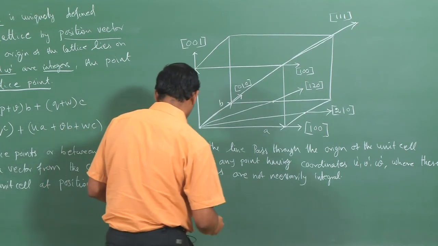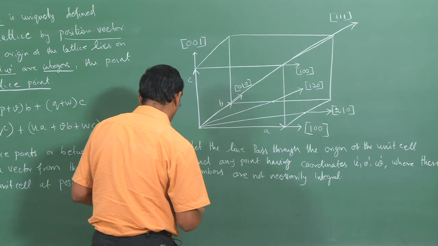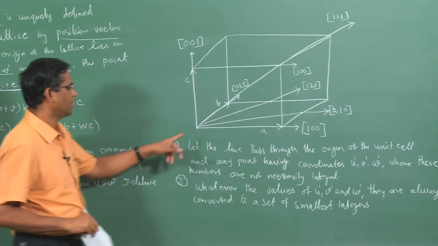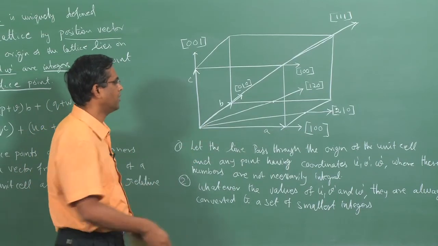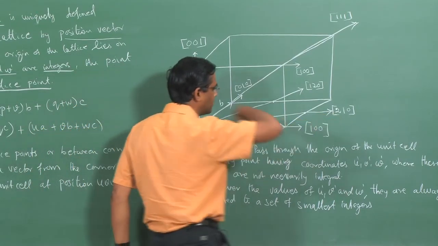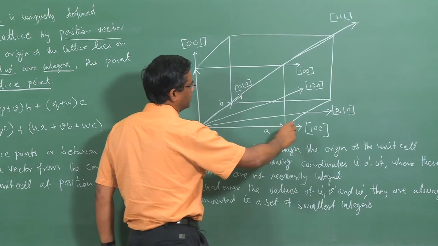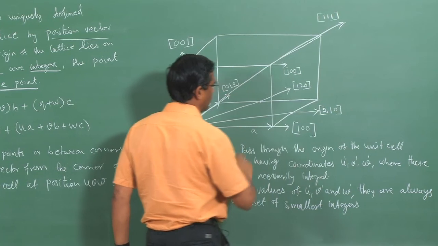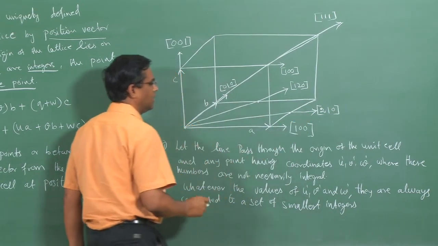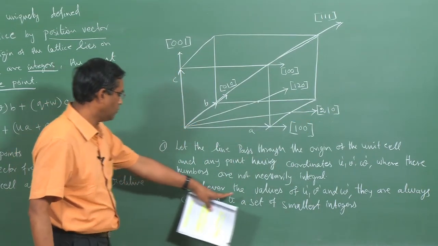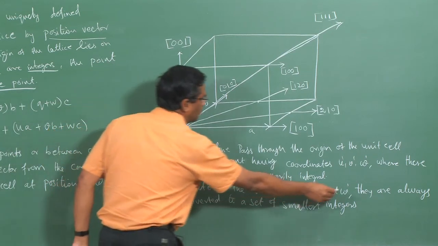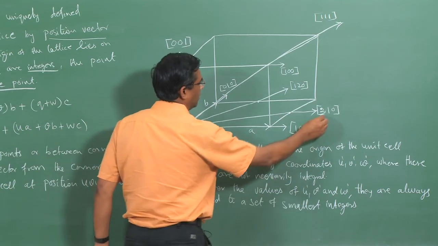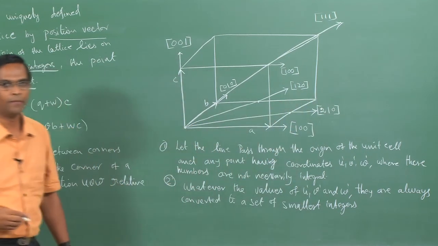We clear that fraction. So, let us write that point so that you will not forget. In these two cases, you take the coordinates, like here it is 1 half and then 0 for this direction. Whatever value you get for u, v, w, you convert them into the smallest integers. That is how you do it.